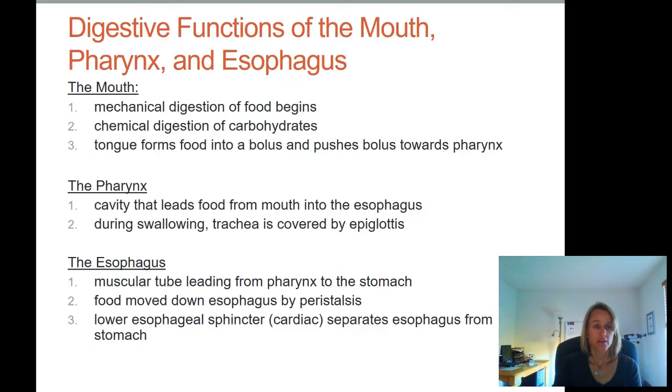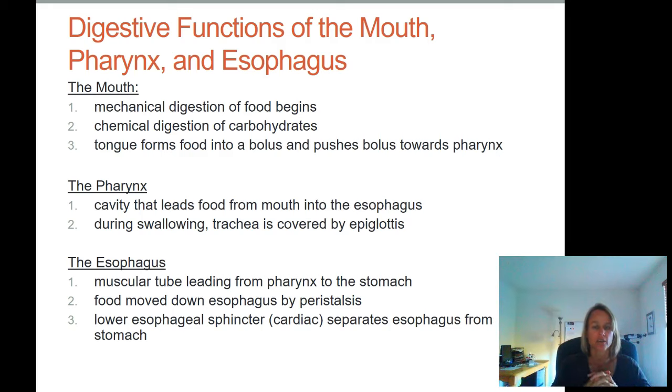Let's do a quick overview of digestive functions of different parts of the GI tract. In the mouth, we have mechanical digestion of food, so the teeth chew food and the tongue moves food around, so we're physically making foodstuffs smaller. And then we have the chemical digestion of carbohydrates through salivary amylase. Then the tongue forms food into a bolus and it gets pushed towards the pharynx for swallowing.